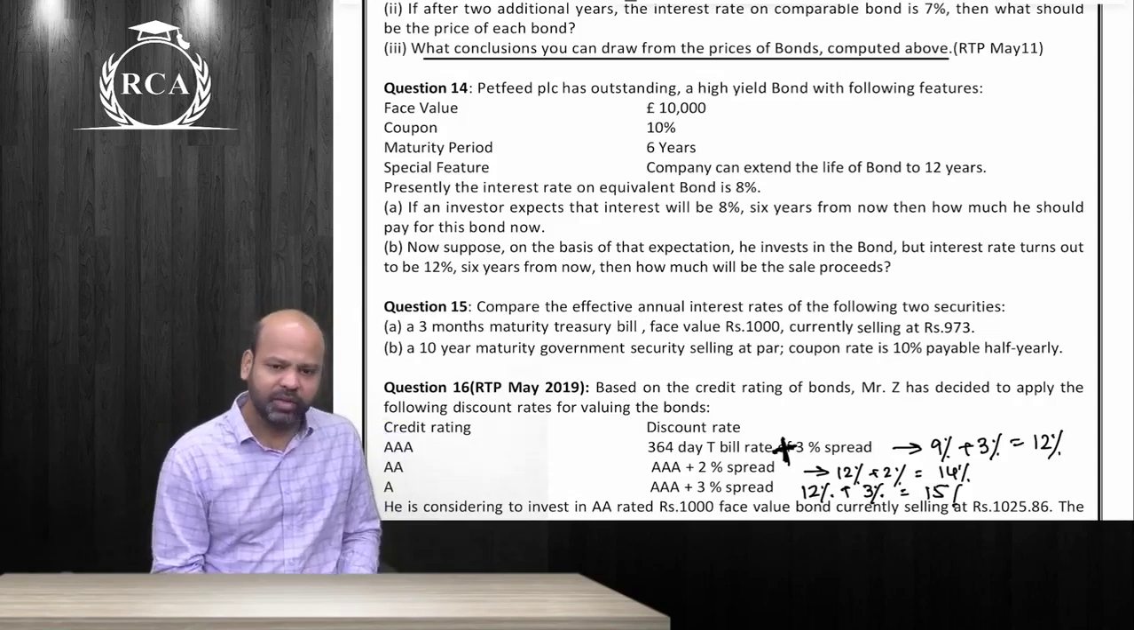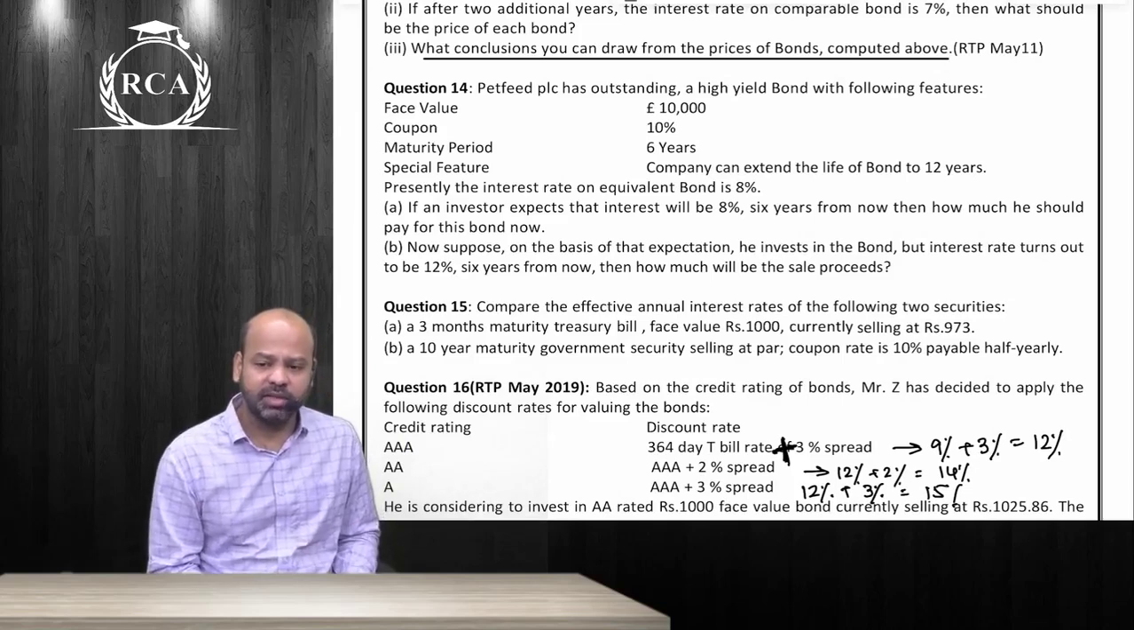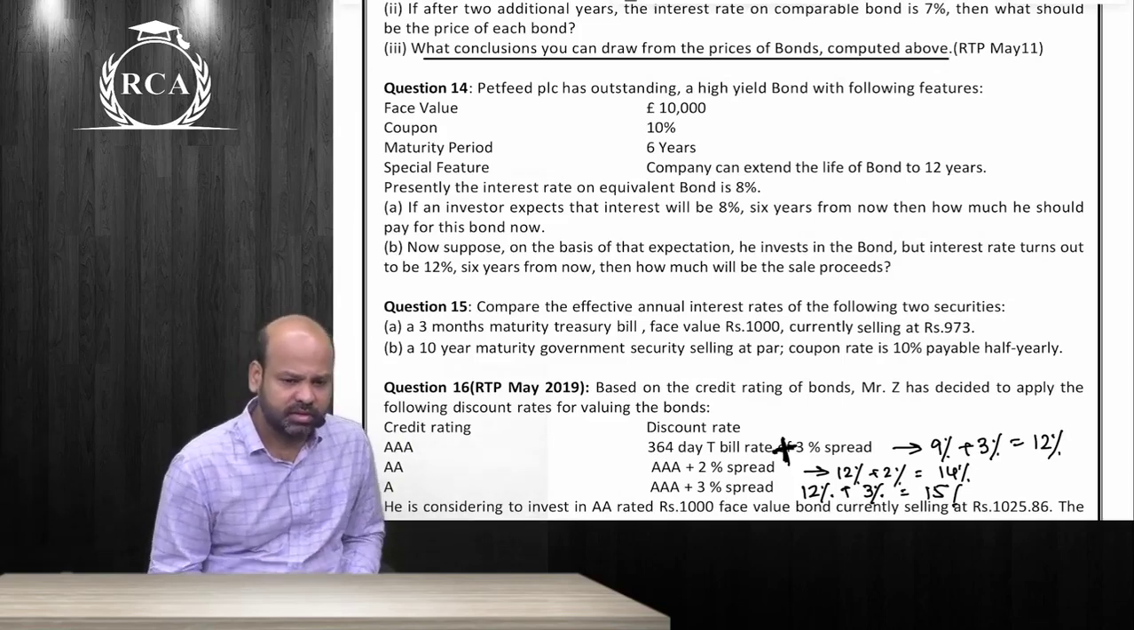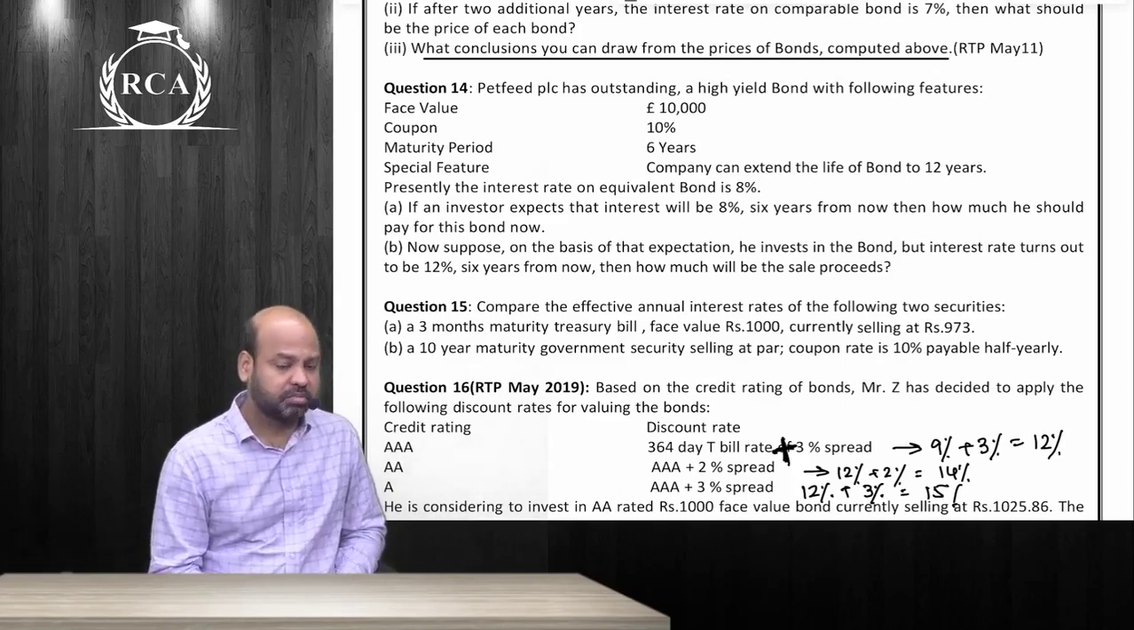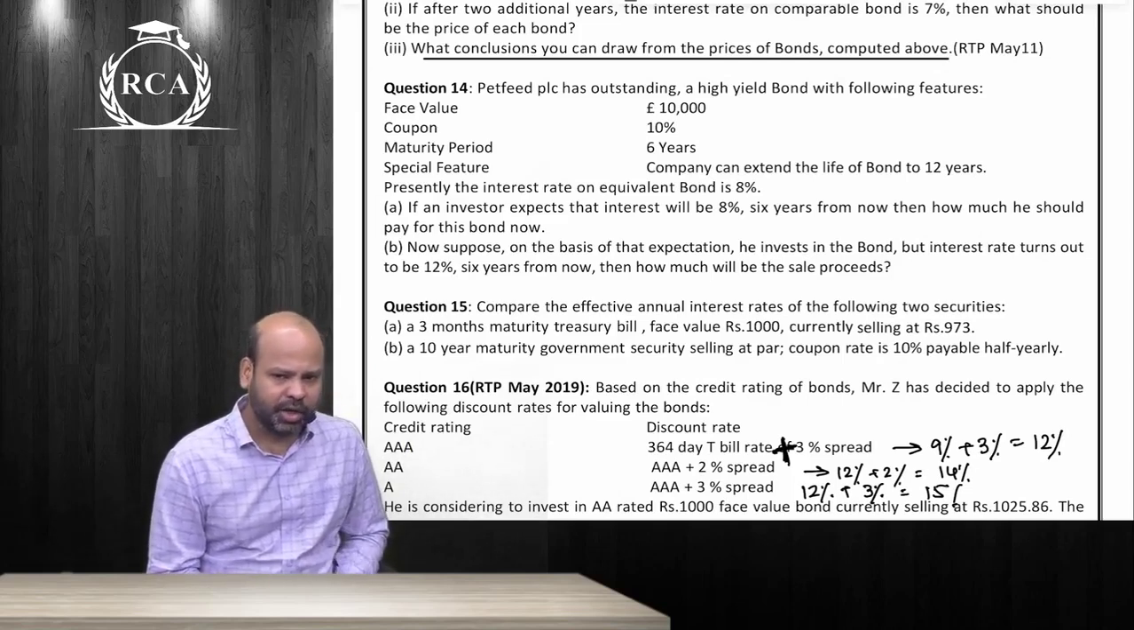Question था ये. 10,000, 924.58. Did you take the maturity to be 6 years or did you take the maturity to be 12 years?